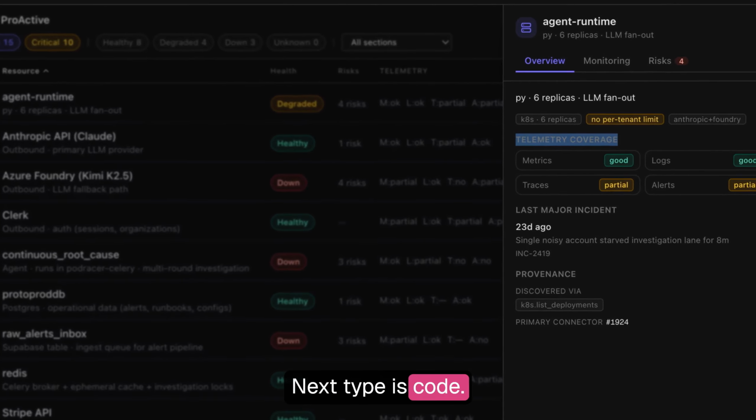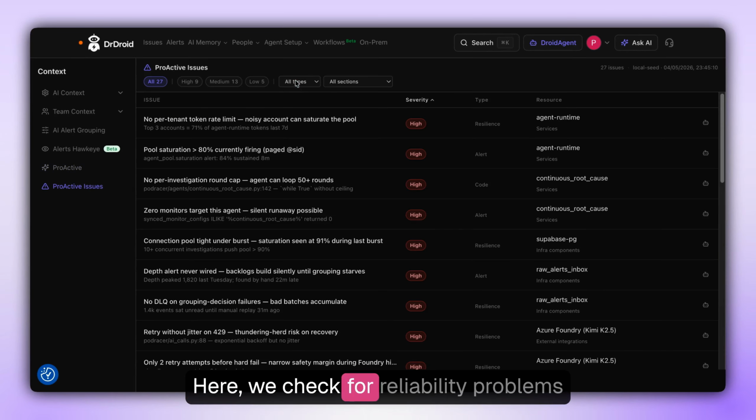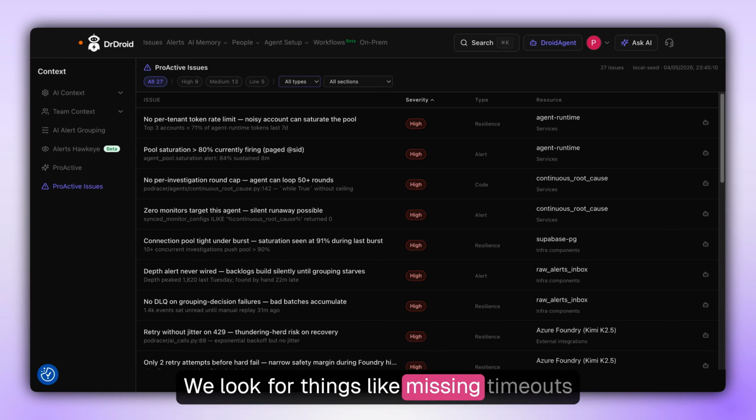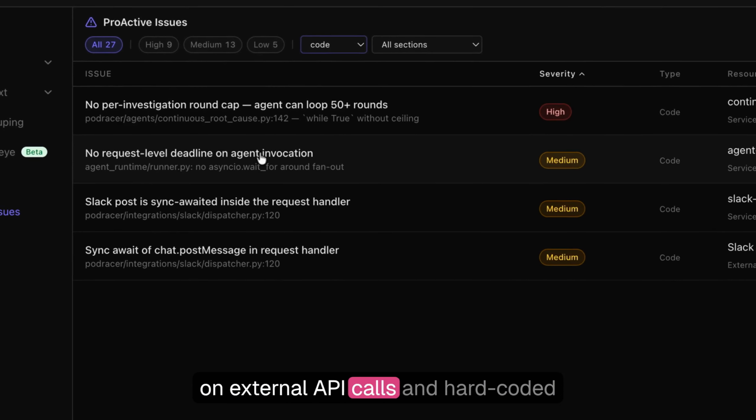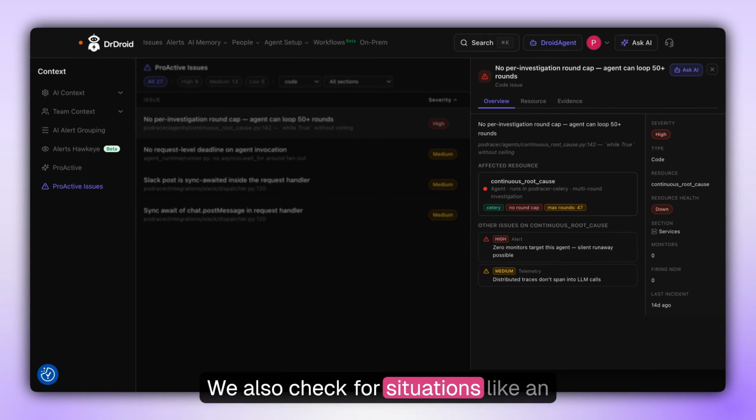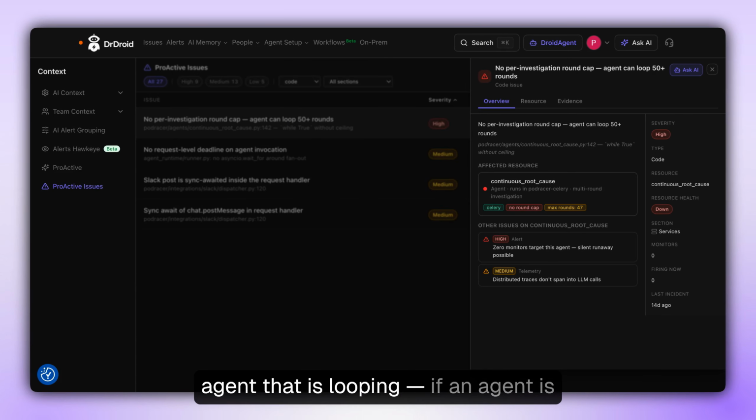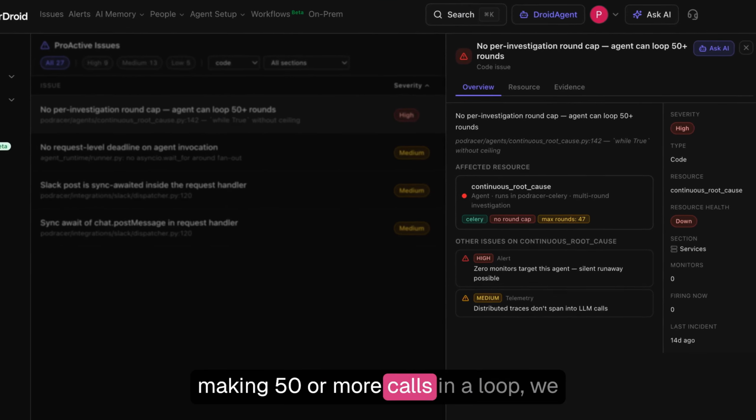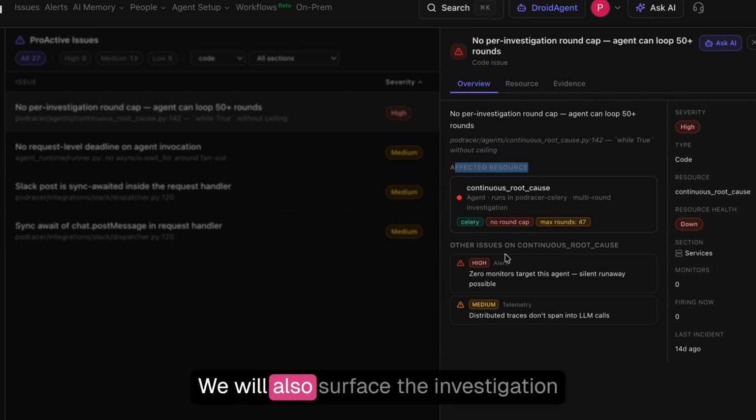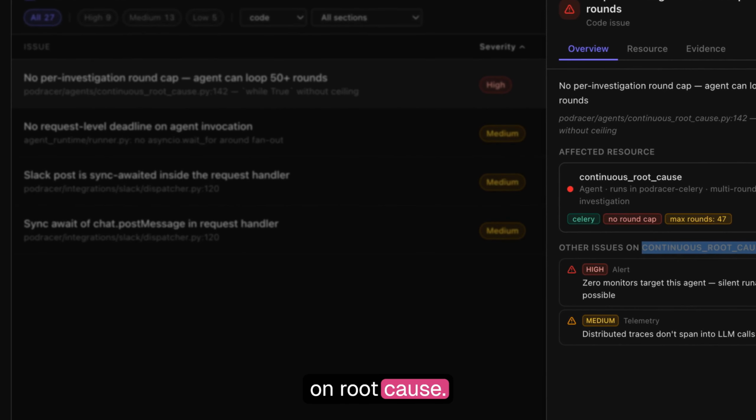Next type is code. Here, we check for reliability problems in the code itself. We look for things like missing timeouts on external API calls and hard-coded retry limits. We also check for situations like an agent that is looping. If an agent is making 50 or more calls in a loop, we will identify the affected resources. We will also surface the investigation on root cause.